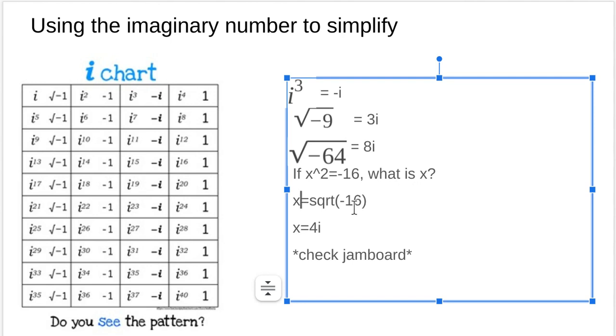But we can simplify that even further because 4 times 4 is equal to 16, and since we just learned about i, we could use that in this equation, and our final answer would be x is equal to 4i.